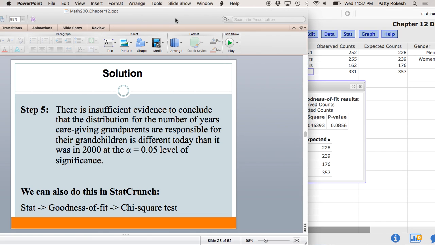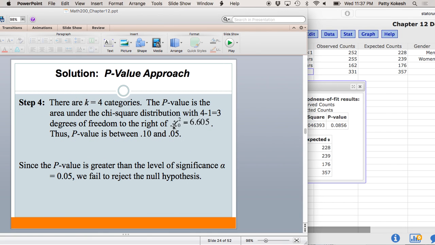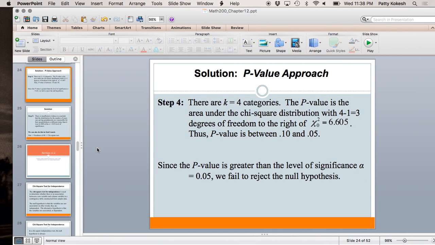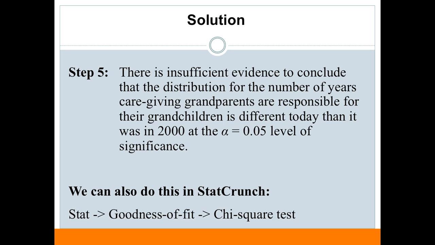And if we look back just one slide here, we knew that our p-value was somewhere between 0.10 and 0.05. This gives us an exact p-value, 0.0856. It's still rounded, obviously, but it's more exact than we're able to get on our actual table. So that's under Stat, Goodness of Fit, and then chi-squared test.